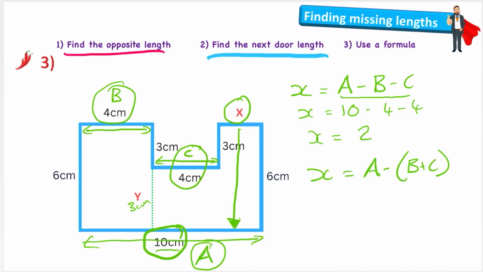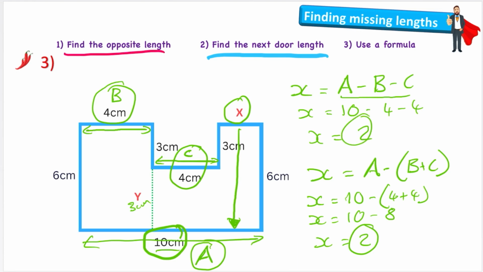So let's check it. So X equals A, which is 10, subtract B plus C, which is 4 plus 4. And now BODMAS tells me I've got to work out the brackets first. So X equals 10 minus 4 plus 4 is 8. So therefore X equals 10 minus 8, which is 2. Same answer. Just a bit of a better way of writing it.